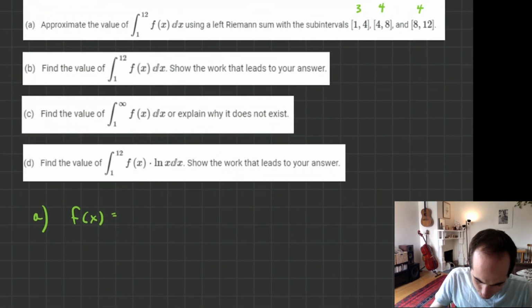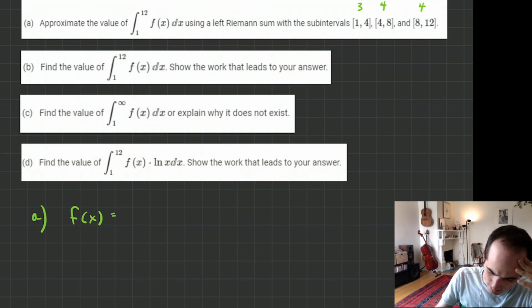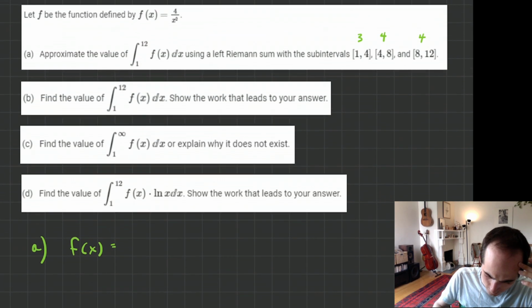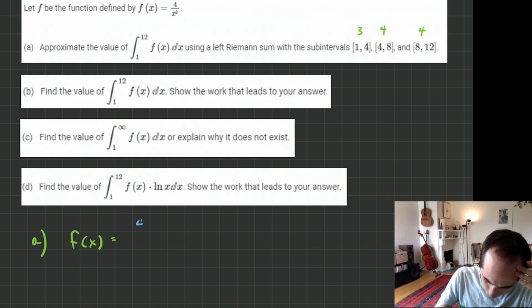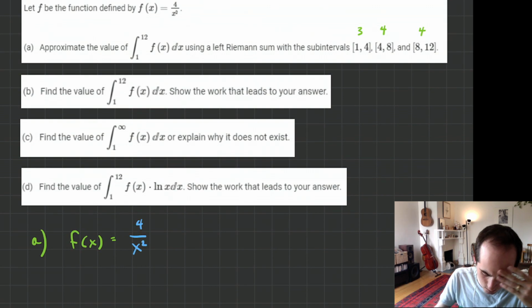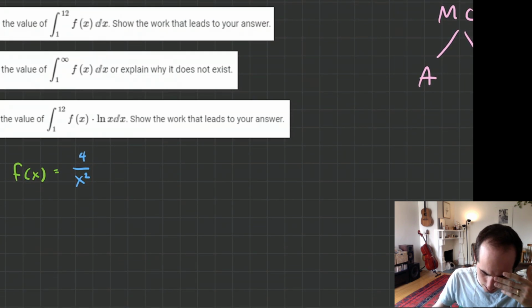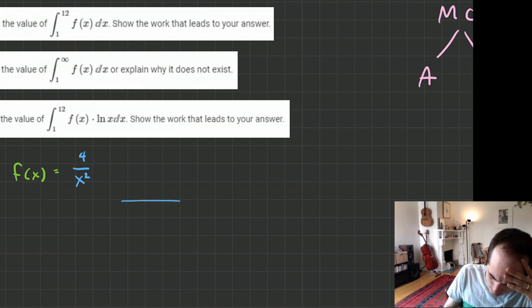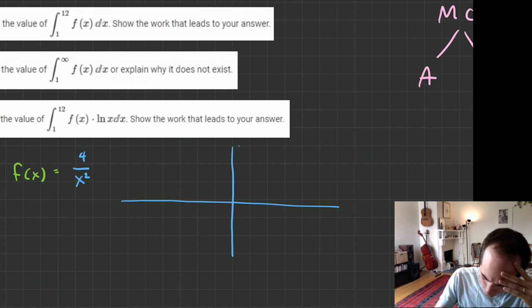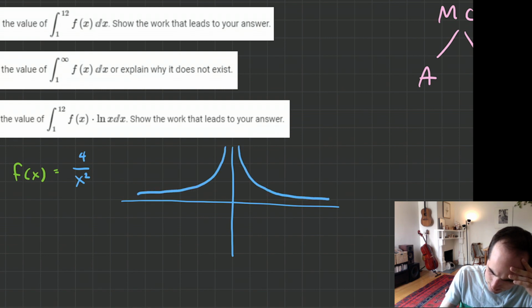Okay, let's try this one. So f of x is this function. What is it? 4 over x squared. We've got 4 over x squared. Okay, so let's think about what this function is going to look like. I believe it looks something like this, and I'm just kind of eyeballing it. So it looks something like this, right? We have some kind of vertical asymptote.